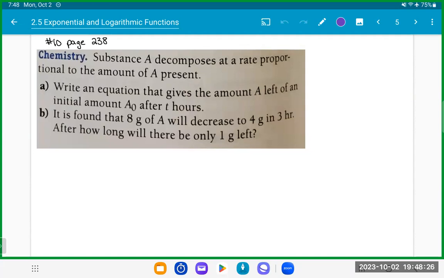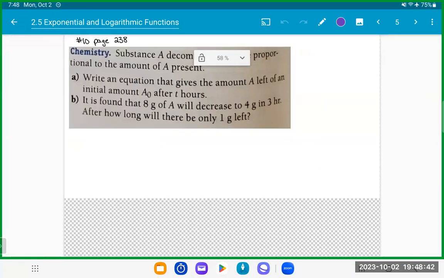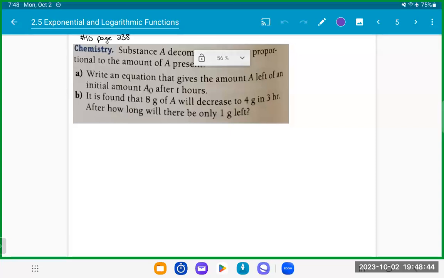And then we'll find, it's found that 8 grams of A decreases to 4 grams in 3 hours. So that's telling me the half-life is 3 hours, right? Because I went from 8 to 4, which is half, in 3 hours. So how long will it take to get to 1 gram? Okay, and we'll walk through that as well. All right, so first, part A, we just need to write our equation.